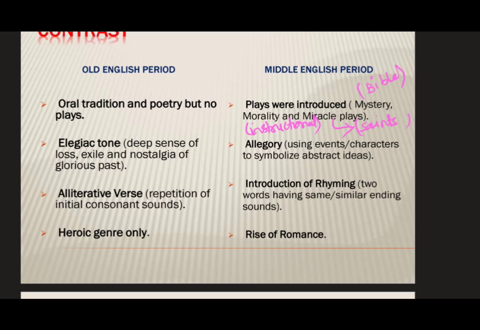If we talk about genre, Old English period had only one kind of genre, that is heroic genre. But in the Middle English period, we see the rise of romance. Romance included supernaturalism. It included courtly love. It also included the lives of knights and their adventures. So these all fell under the category of romance, and we used to see this rise of romance first in the Middle English period.